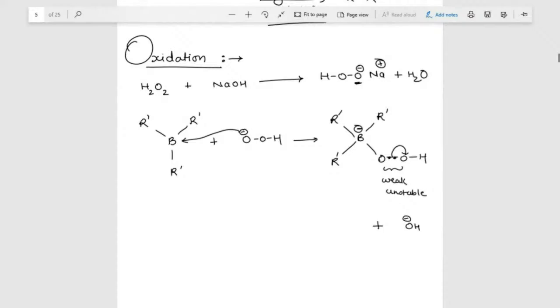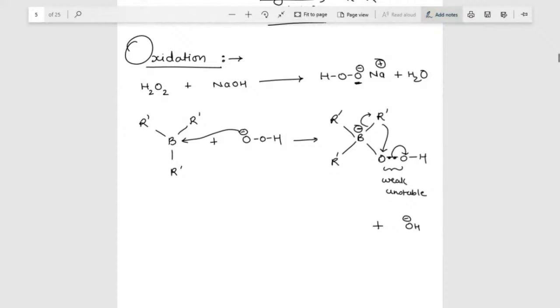Now, as this bond becomes weaker and weaker, this O will acquire an electron deficiency, and I can write it as O delta plus. Correct? This O delta plus will be concertedly bonded to this R dash by the migration of the R dash group from boron minus.